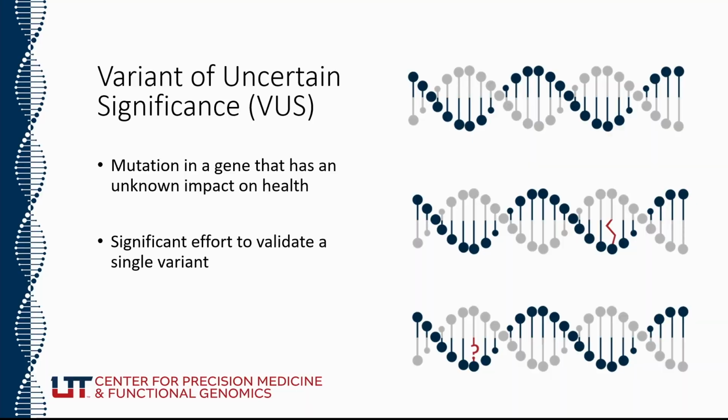So a variant of uncertain significance is a mutation that has never been observed in a patient before. If you think about it, you can have a normal gene, and that normal gene is going to have a normal phenotype. A known mutation might be associated with a specific disease. This is what we're looking for that we can target with a drug. But a variant of uncertain significance represents a mutation that could contribute to disease, but it could just be a passenger mutation, completely harmless to the patient.